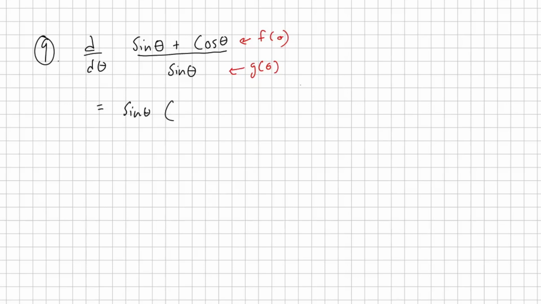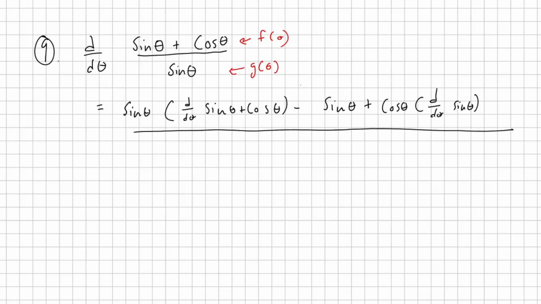Multiplied by the derivative of f theta, so d over d theta of f theta, which is going to be sine theta plus cos theta. Subtract sine theta plus cos theta, multiplied by the derivative of sine theta. And this entire thing should be divided by g theta squared, so it's going to be divided by sine square theta.